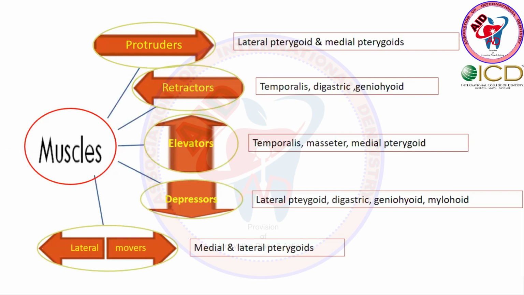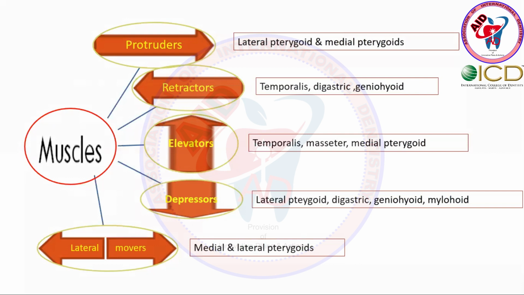Elevators are the temporalis muscle, masseter muscle, and the medial pterygoid muscle. These are elevators. While the depressors are the lateral pterygoid, digastric, geniohyoid, and mylohyoid. Only a small portion of the lateral pterygoid, which is the inferior head, generally plays a slight role in depression. While lateral movement and medial movement are done only by the medial and lateral pterygoid muscles. These are basically the orientation, what we say, for the movement of the muscles.